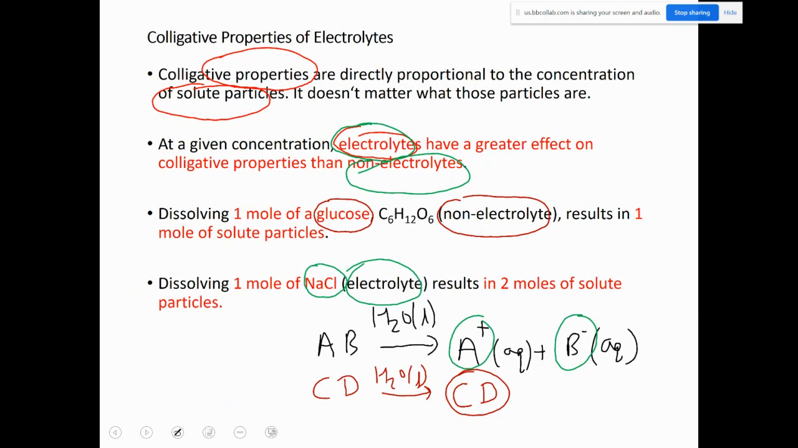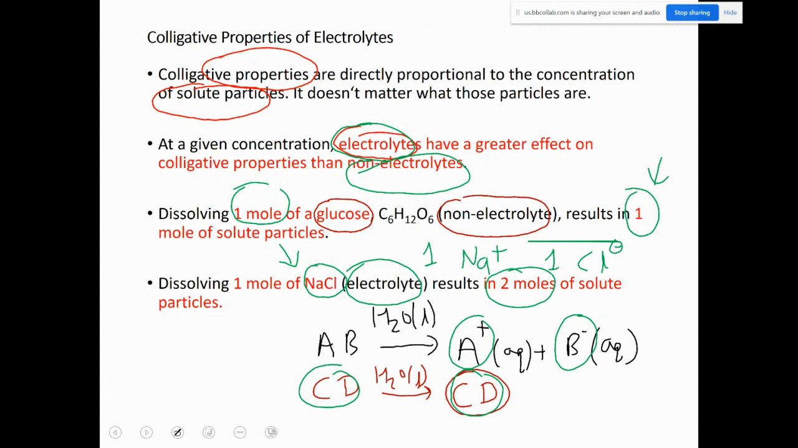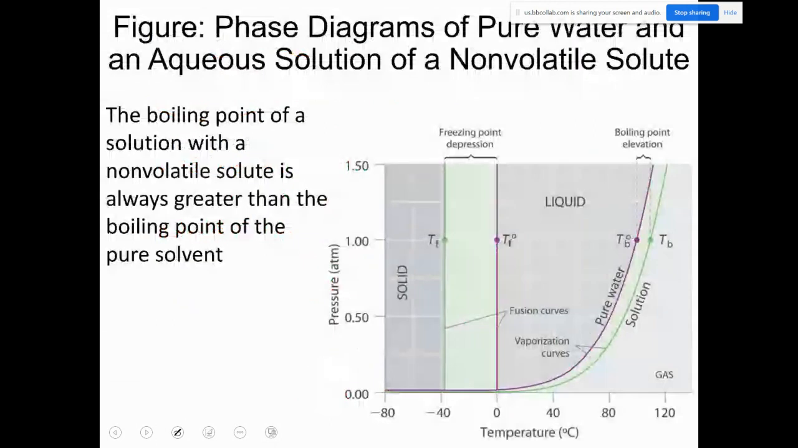One thing again. Whenever I dissolve 1 mole of glucose, since it does not break apart, my result is 1 mole of solute particles. That means 1 mole of non-electrolyte gives me 1 mole of solute particles. But if I have 1 mole of sodium chloride, remember the sodium chloride breaks into Na plus and Cl minus. That means 1 mole of this and 1 mole of this, a total of 2 moles of solute particles. I hope this makes sense.